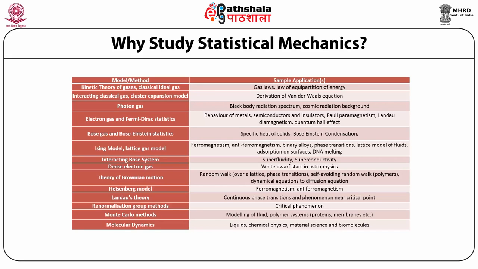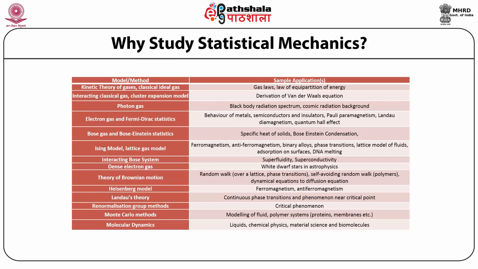When we look at simple metals as electron gas and apply Fermi-Dirac statistics, we are able to understand the behavior of metals and go beyond in understanding the behavior of semiconductors and insulators, Pauli paramagnetism, Landau diamagnetism, and quantum Hall effect. In the case of Bose gas and Bose-Einstein statistics, we found we were able to apply it to understand specific heat of solids and Bose-Einstein condensation.